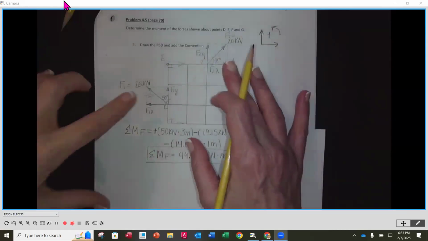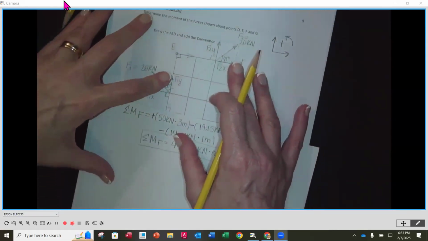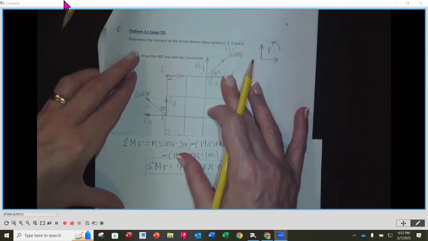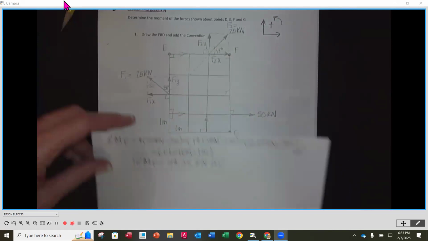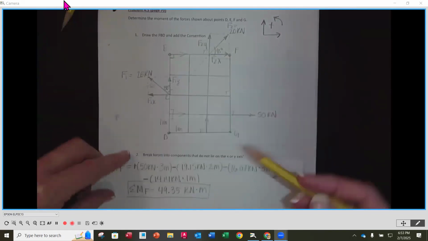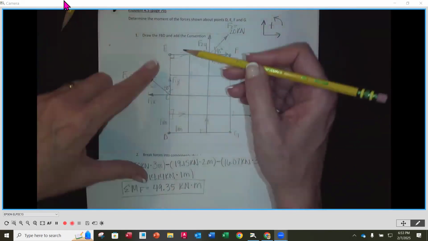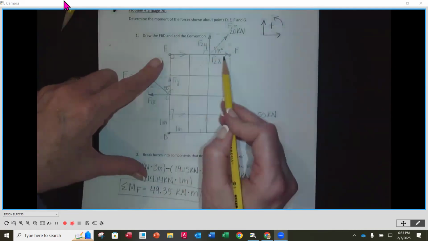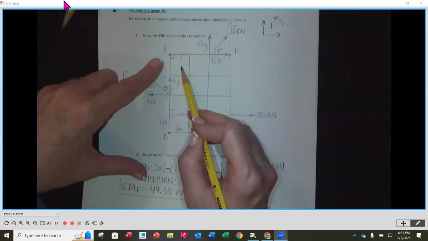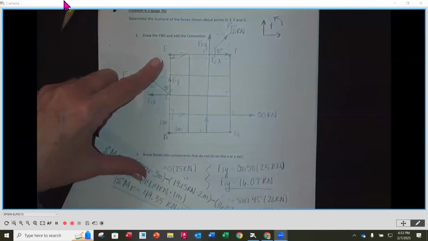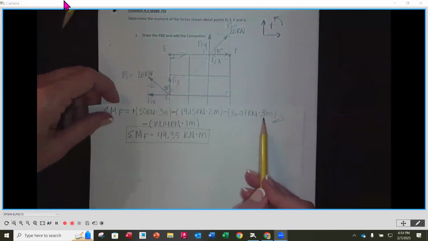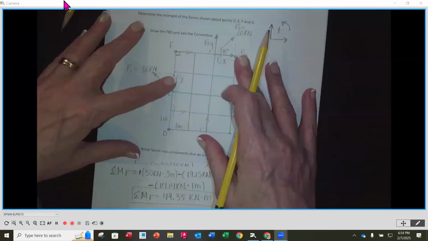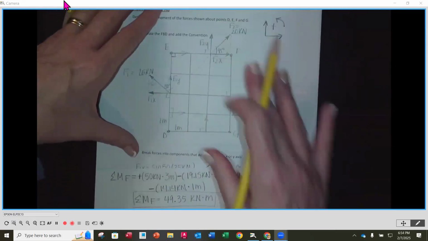The next one is going to be F1y. F1y also causes rotation. F1y's magnitude is 16.07. And then if we move this straight up, its perpendicular distance is going to be 1, 2, 3. So both components have a distance associated with them. So 3 meters here. Negative out front because it's going to be another clockwise rotation.